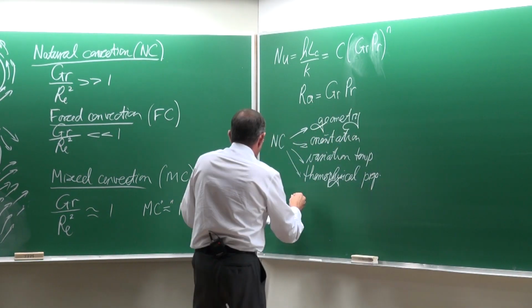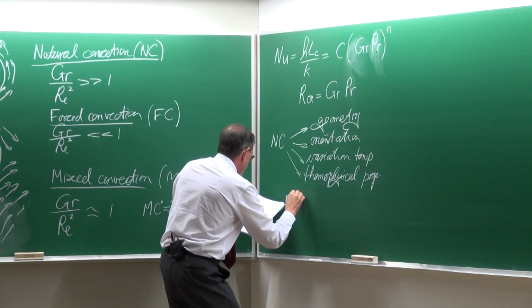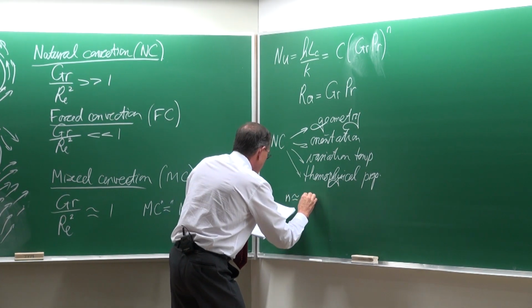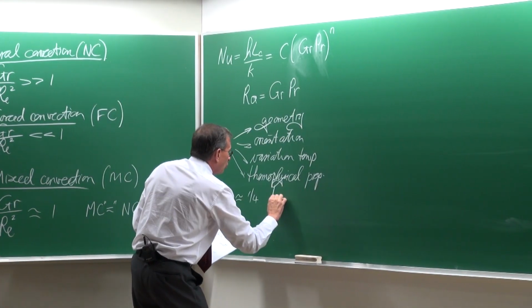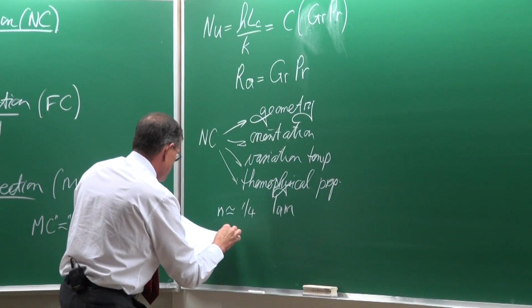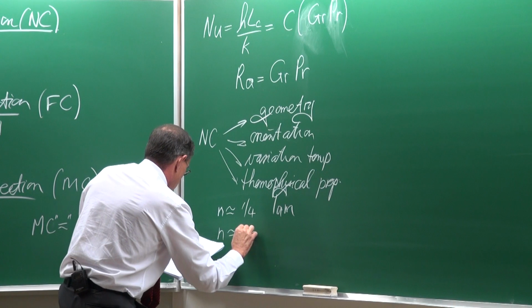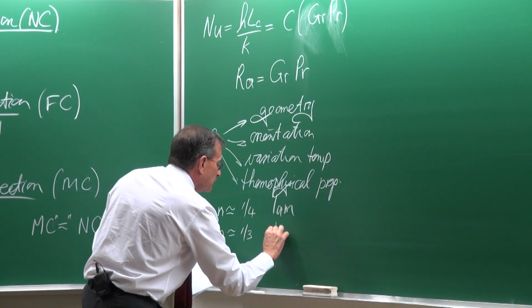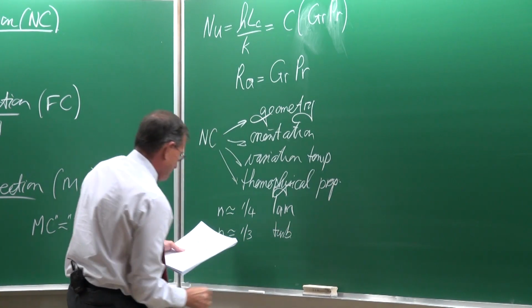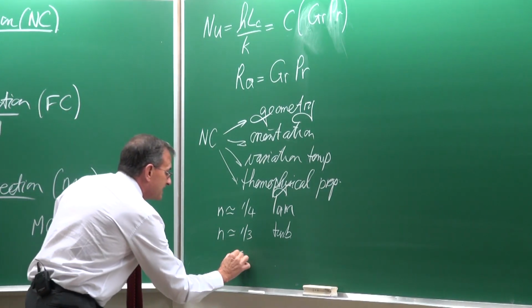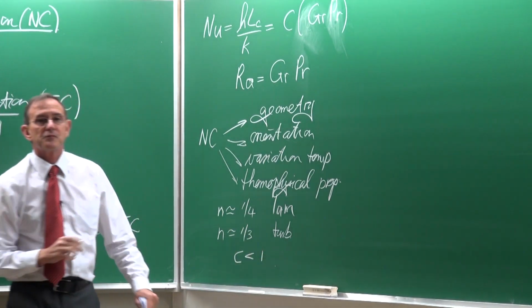Many of the experiments actually show that n is approximately equal to a quarter for laminar flow and in the order of a third for turbulent flow. And normally C is smaller than 1.